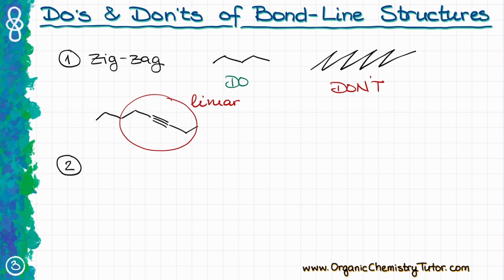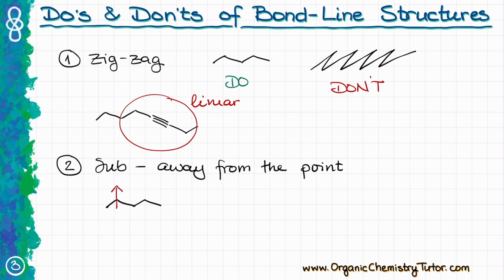The next thing that we want to point out when we are drawing our zigzags and line structures is you want to draw your substituents at proper locations. So our substituents should be away from the point. What I mean by that is if I have my zigzag of a structure, the substituents on the first atom should be looking in this direction. On the middle one should be looking in that direction. On the next one, they should be looking over here.